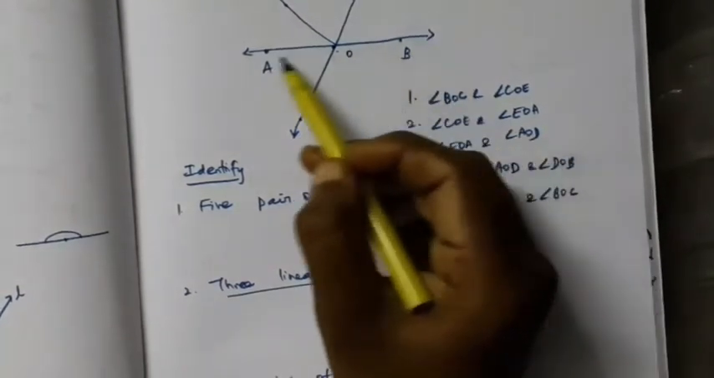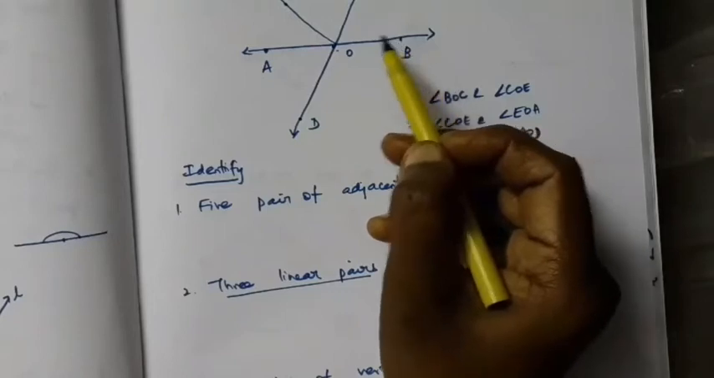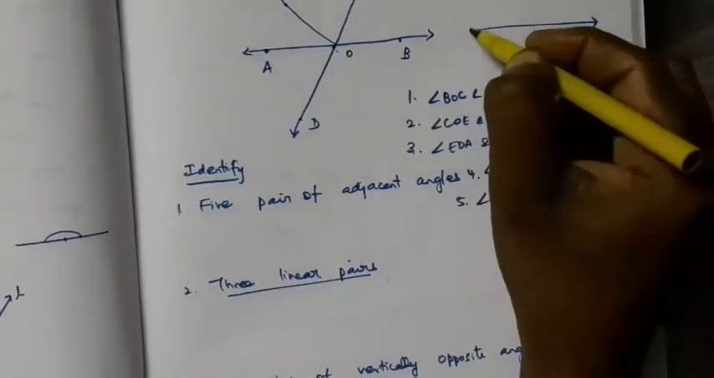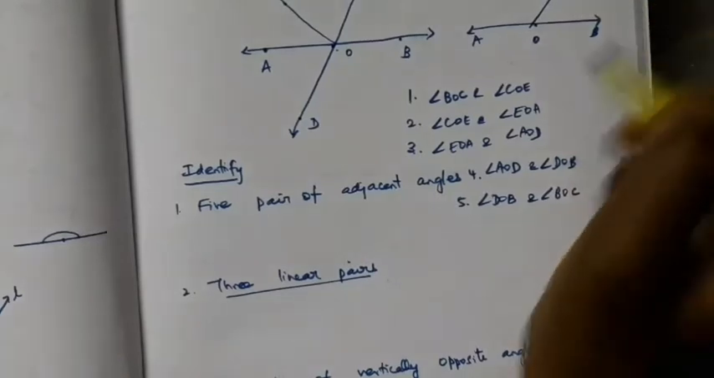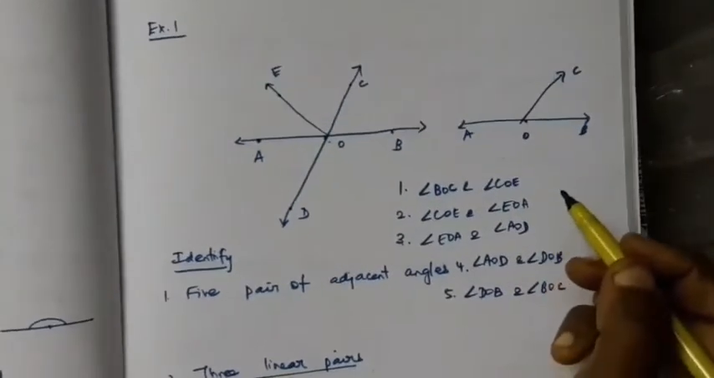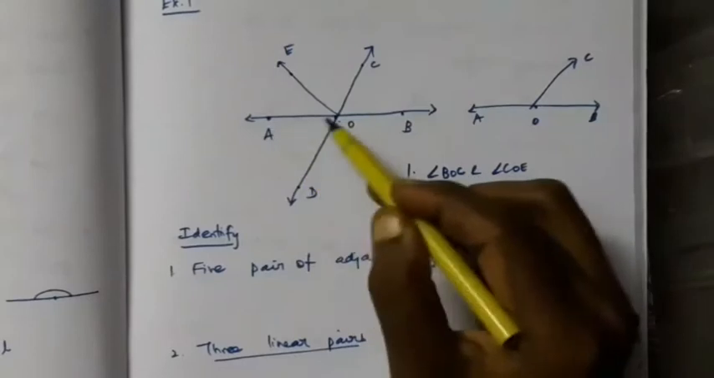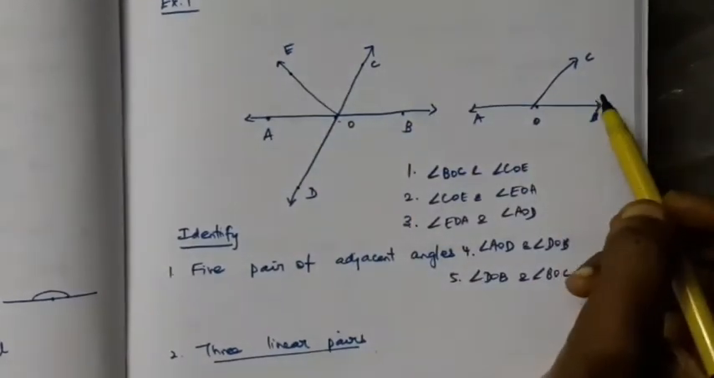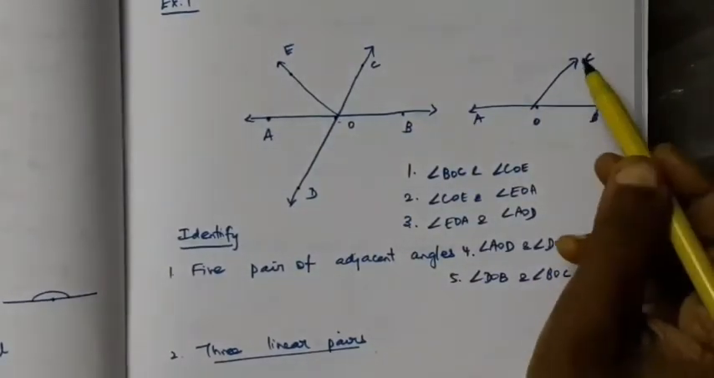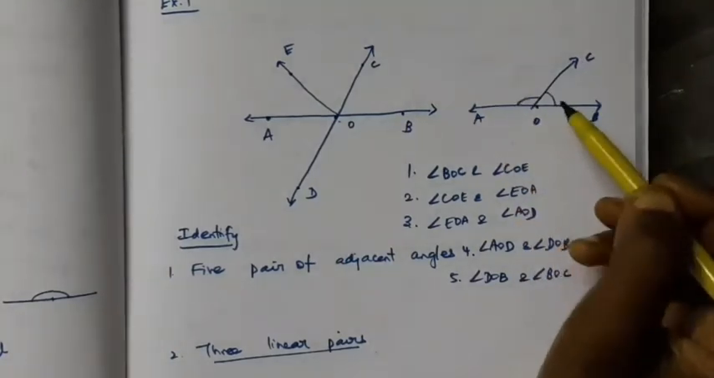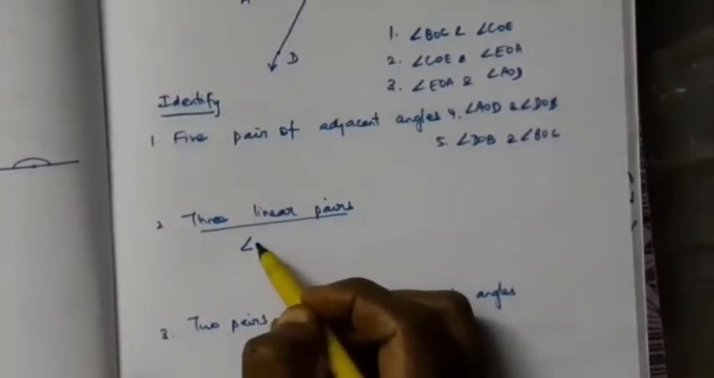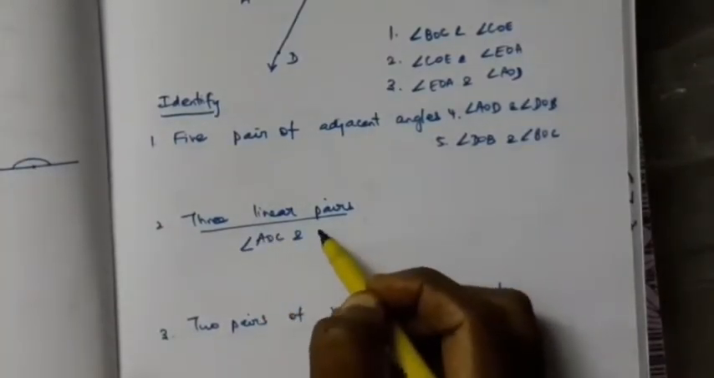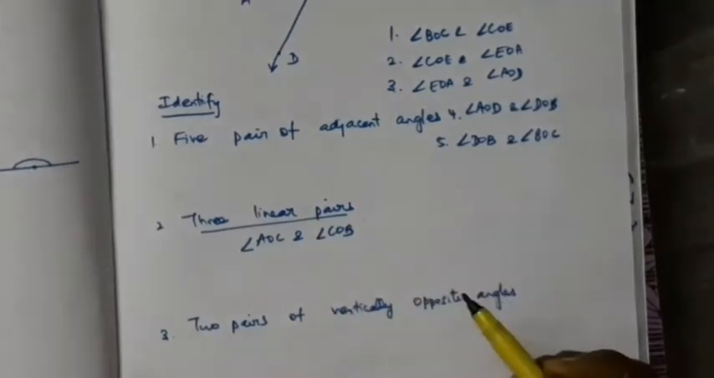We will take this straight line. So we will write BOC and COA. Here AOB is the line and OC is here. Now these two angles, BOC and COA, form a linear pair. So I will write angle AOC and angle COB.